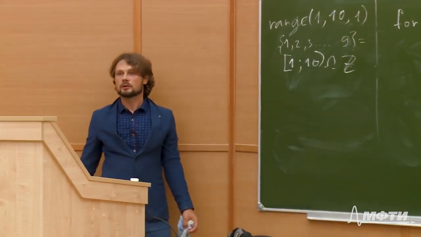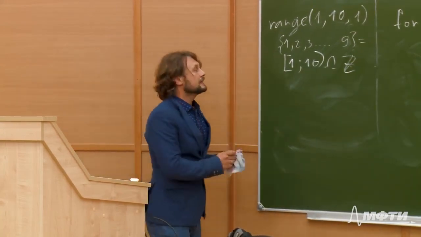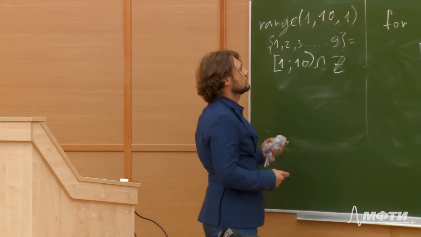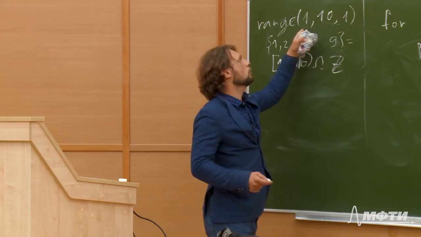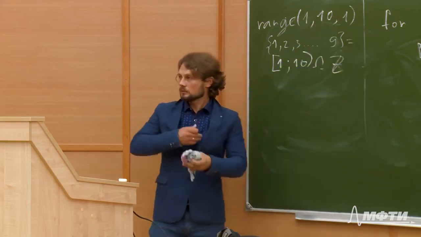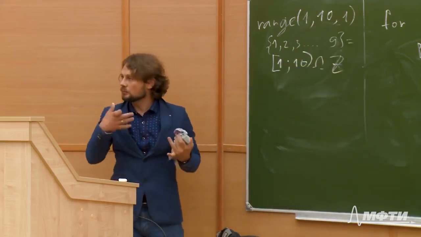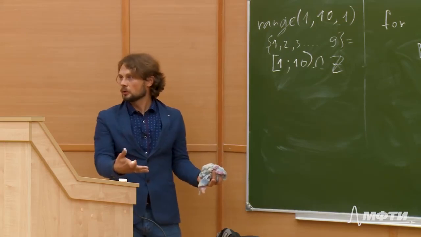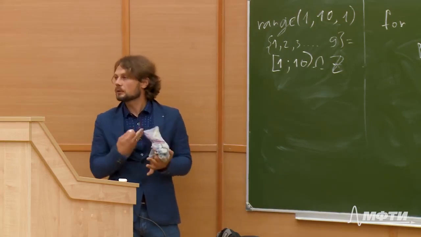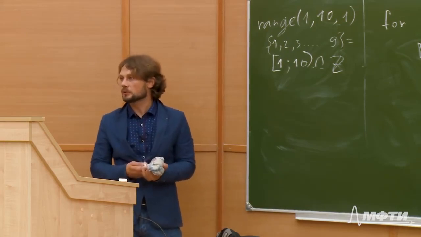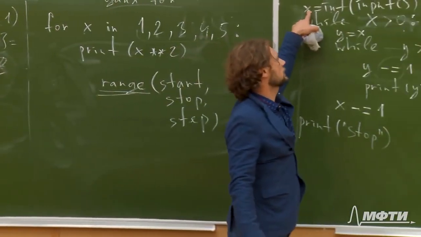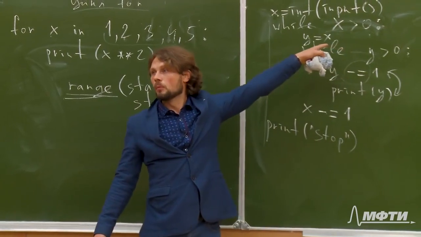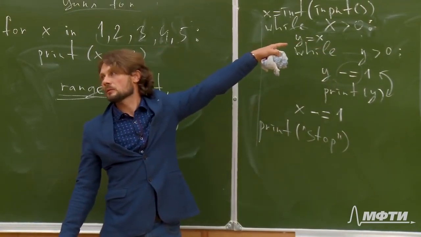If you have a step, for example, negative, and the stop is greater than the start, then it is impossible for you to reach the tens with a step of minus 1. You will have an empty sequence. The for loop will not run even once. By the way, I didn't say it here, but if I immediately enter a negative x, then there may not be a single iteration.